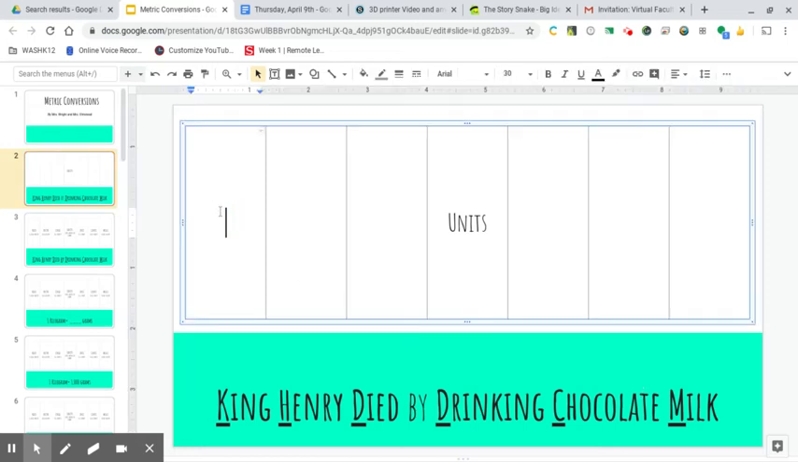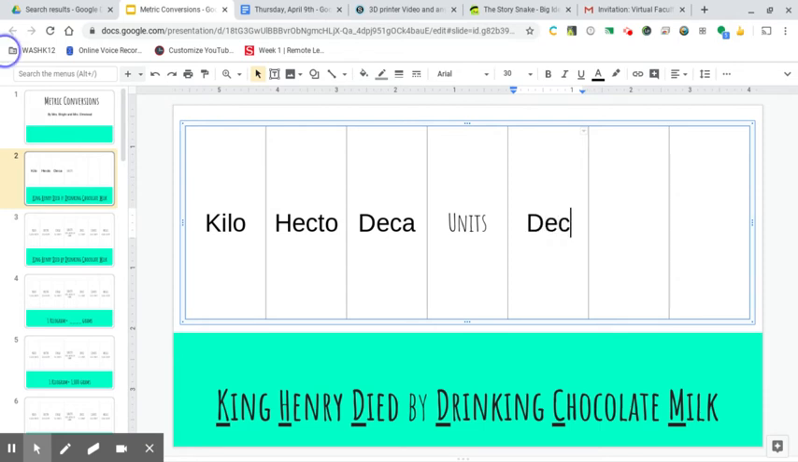So the K in king stands for kilo. The H in Henry stands for hecto. The D in died stands for deca. The D in drinking stands for deci. The C in chocolate stands for centi. And the M in milk stands for milli.